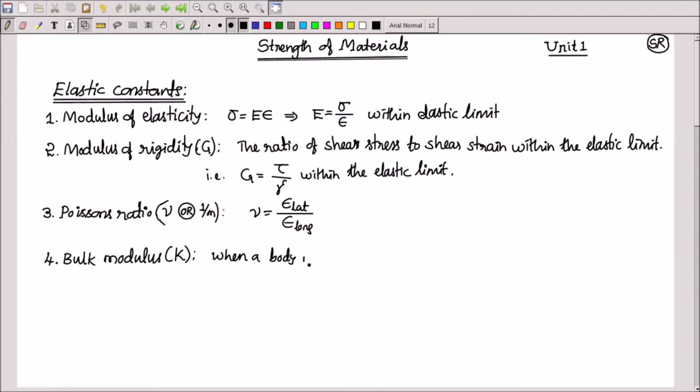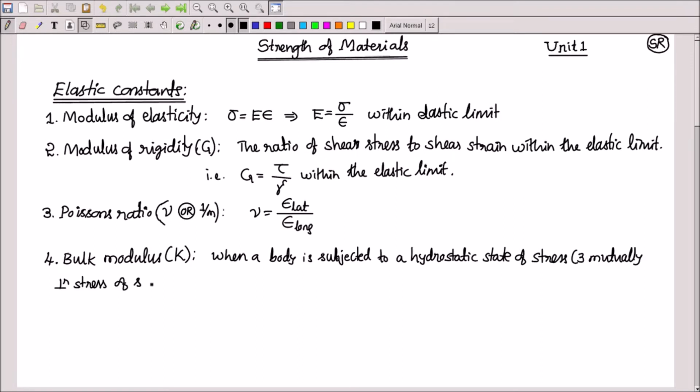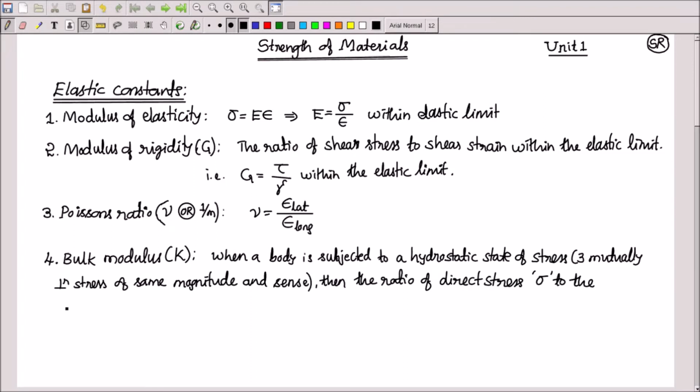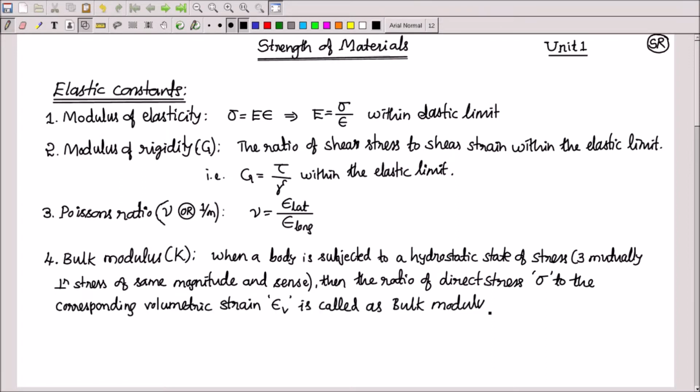When a body is subjected to a hydrostatic state of stress, hydrostatic stress means three normal stresses of same nature and intensity. That is called hydrostatic stress. Then the ratio of direct stress sigma to the corresponding volumetric strain, denoted by the letter epsilon V, is defined as bulk modulus. This definition you would have understood in fluid mechanics also. There also it will come.